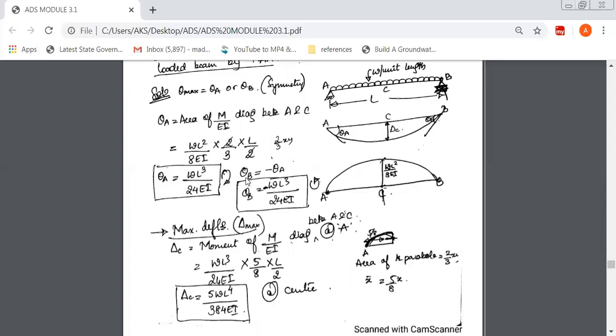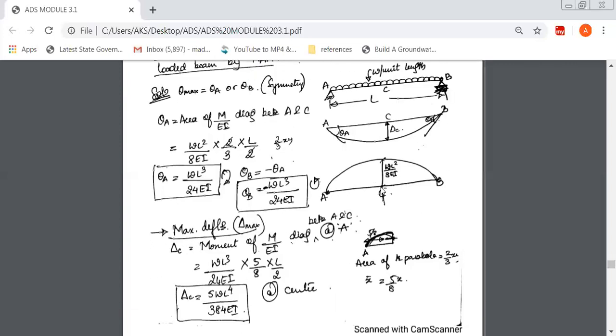If you want to find theta B, it would be minus theta A. So theta B has the same magnitude but a different sign, a negative sign. So it is WL cube by 24 EI, but the rotation is anti-clockwise, like this.